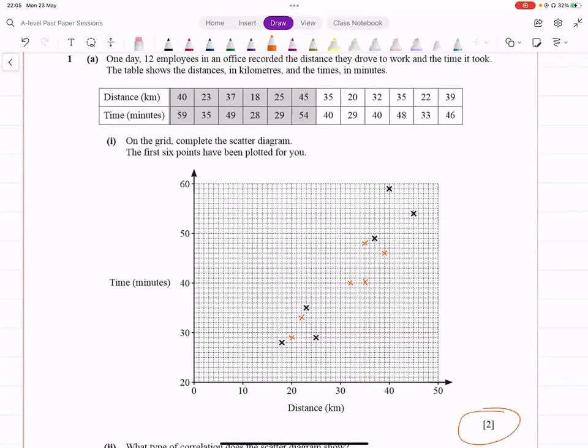That gives you 2 marks. So you've got to get all 6 points correct to get both marks. If there is even one mistake, 1 mark will be cut. Okay, so that's the scatter diagram.